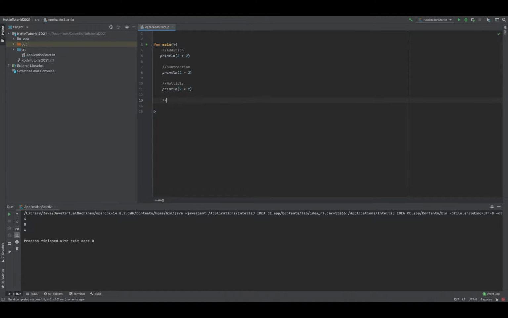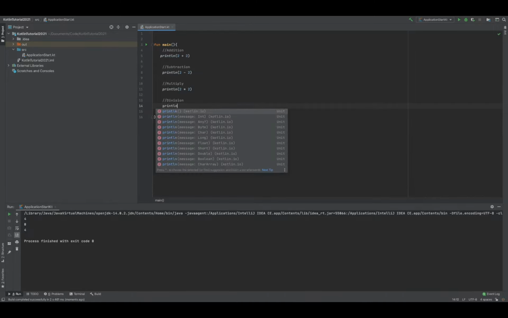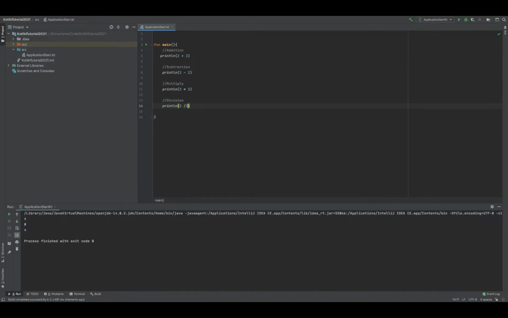And then let's do a division. We're going to use a forward slash for this. We're going to use println and then 2 divided by 2. And that should return 1, because anything divided by itself should return 1.